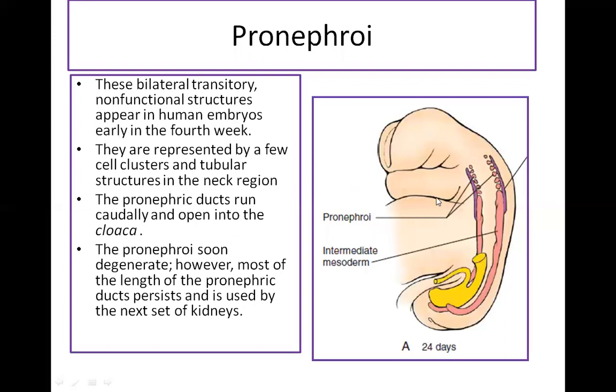So firstly, the pronephros or the pronephric kidneys. Now these are bilateral, transitory, non-functional structures which appear in the human embryo in the fourth week. They are represented by a few cell clusters and tubular structures in the neck region. The pronephric ducts run caudally and they open into the dilated part of the hindgut, which is known as the cloaca. The pronephros soon degenerate, however most of the length of the pronephric ducts still persists and will be used by the next set of kidneys.